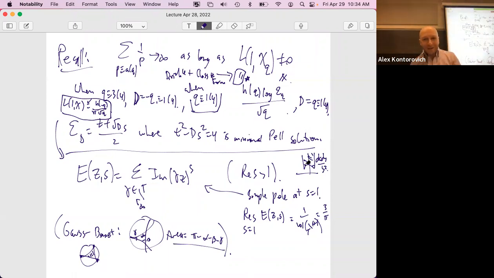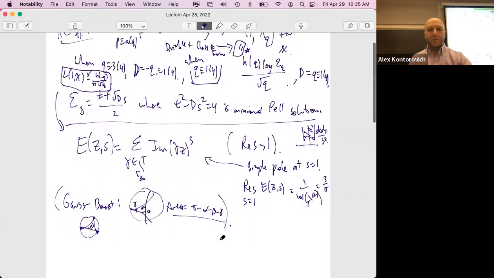This wasn't about the fact that this is root 3 over 2 or something. That's what you're saying, that this is really an extension of this. Yes. The same calculation that gives you pi over 3 will give you Gauss-Bonnet if you do it slightly more generally. Very cool.